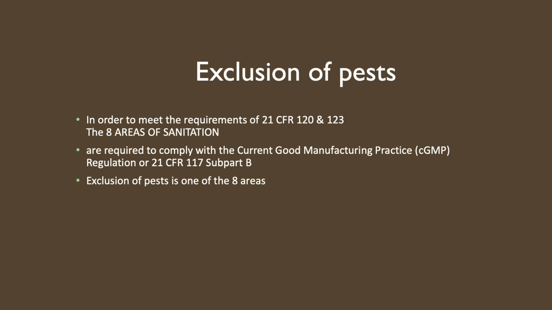In order to meet the requirements of 21 CFR 120 and 21 CFR 123, the 8 areas of sanitation are required to comply with the Current Good Manufacturing Practice, or CGMP regulation, or 21 CFR 117 subpart B. Exclusion of pests is one of the 8 areas.